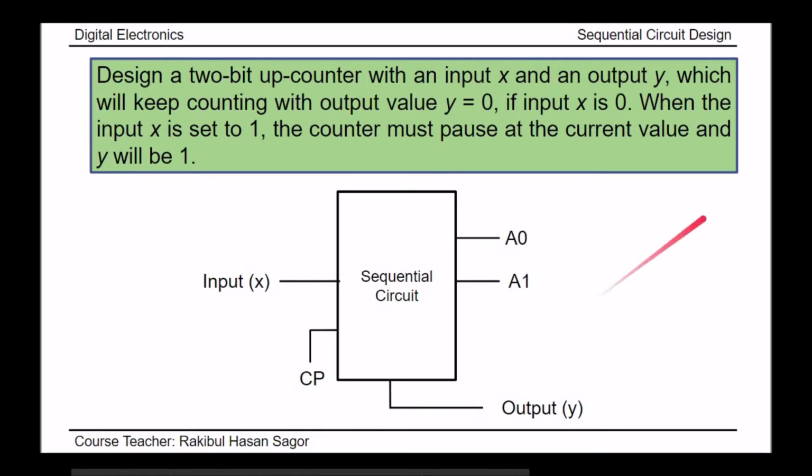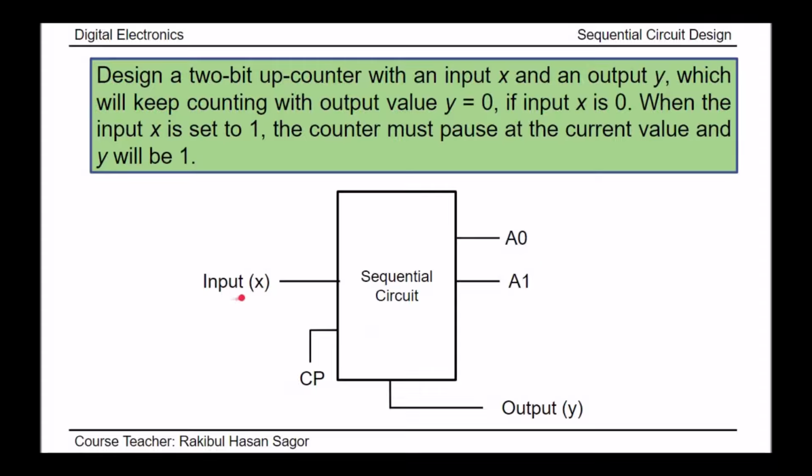Now, what is the function? It will keep counting with output value Y equal to 0. When it counts, the output value will be 0 if the input is set to 0. So if input is 0, then it will keep counting, and the output shown here will be 0. There is a clock pulse. So on every clock pulse triggering, this counter will change its state. First triggering, it's 00. Second triggering, it's 01. Third triggering, 10. Fourth triggering, 11. Again, fifth triggering, it will come back to 00. In this way, it will keep counting.